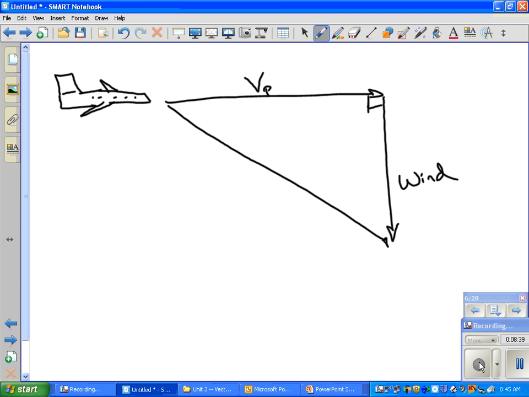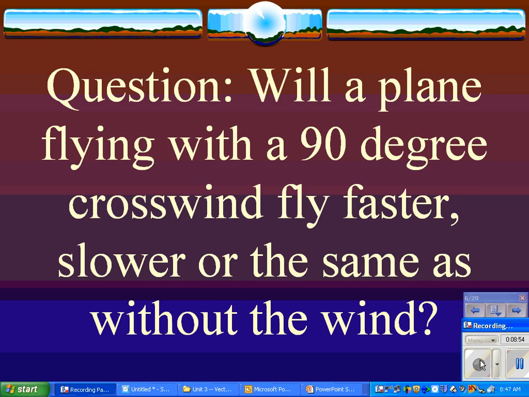Notice this is a right triangle. The hypotenuse, therefore, has to be larger than any of the two sides, which means the actual velocity of the plane plus the wind is greater than the velocity of the plane alone.